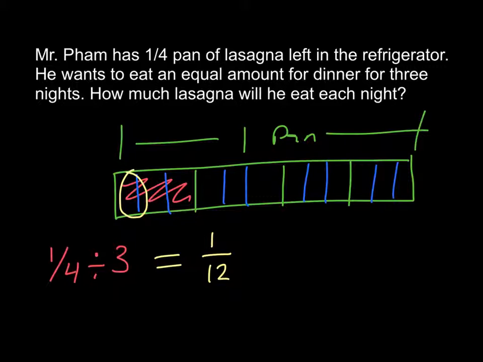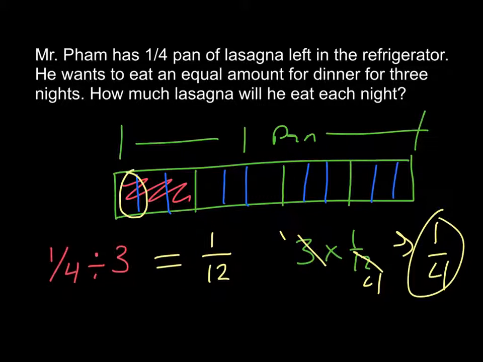And then I can check my work by multiplying 3 and 1/12. And then when I simplify that, I see that 3 goes into 3 once, and 3 goes into 12 4 times. So then I have 1 times 1/4, or 1/4, and it gives us 1/4. So we have now checked our work.